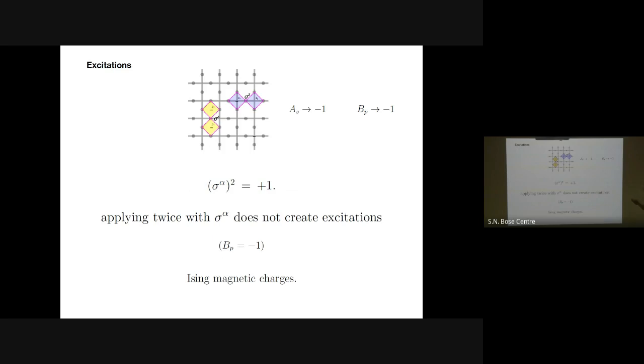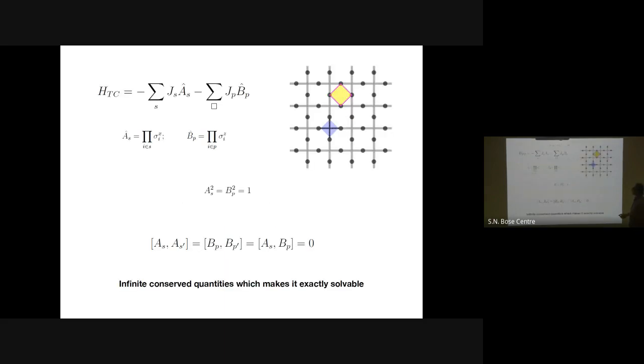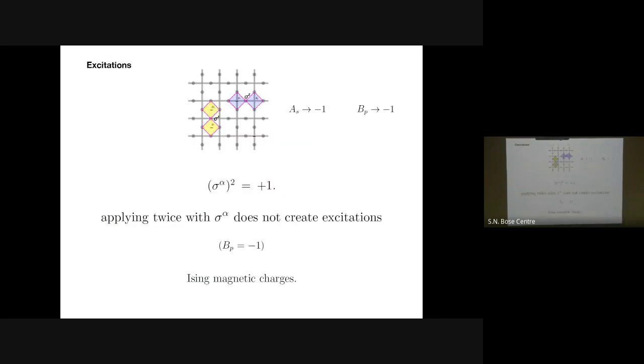The excitation is basically this: at the ground state, all the A_S and the B_P were +1. You just flip them, so you flip them and you create an excitation. Remember the A_S operator was a product of sigma x, and the B_P operators were a product of sigma z. So let's go back and try to see how I can create an excitation. Suppose I take the ground state.